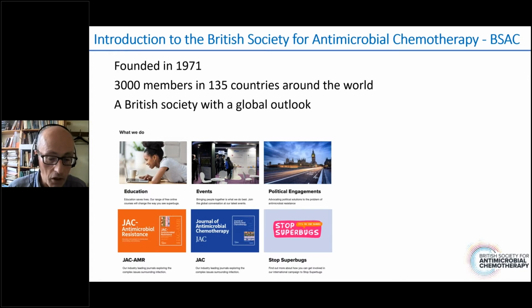One of them, the Journal of Antimicrobial Chemotherapy, is a very well-established journal at the forefront of antimicrobial research, publishing articles in all sorts of basic science and clinical applications of antimicrobials. Journal of Antimicrobial Resistance is a much newer journal. It's only been around for about 2 or 3 years now, I think. And it's open source, online only. Its primary aim is to support medical education. And I'll talk a bit more about JAC-AMR, the orange one, in a few minutes.